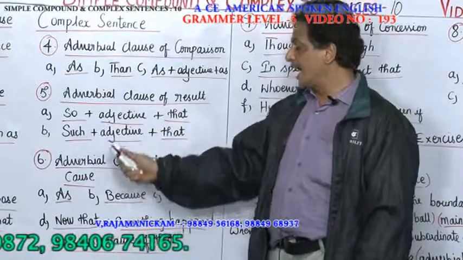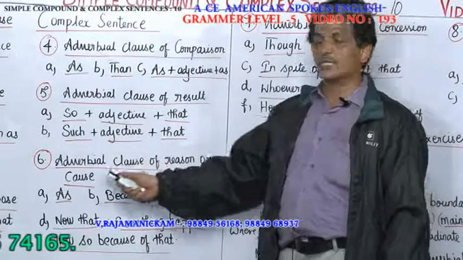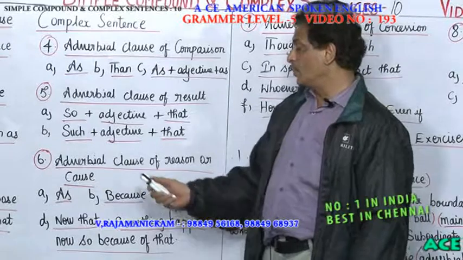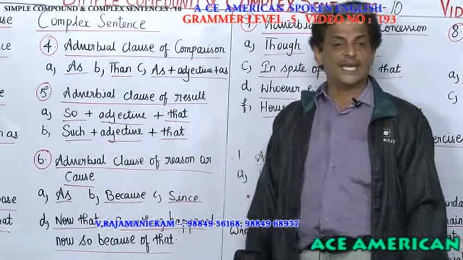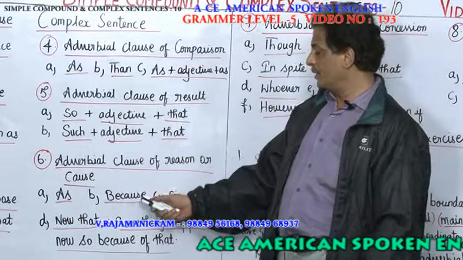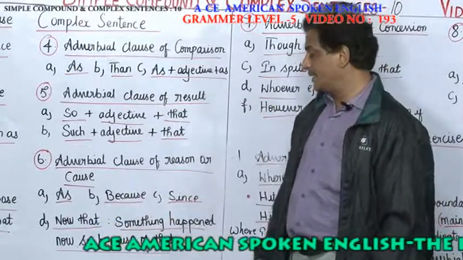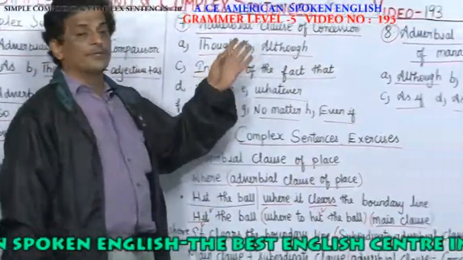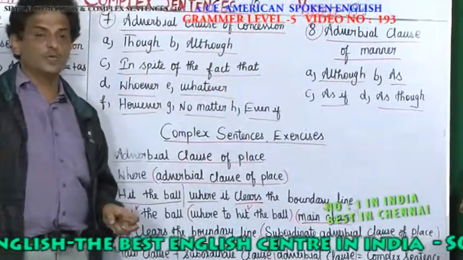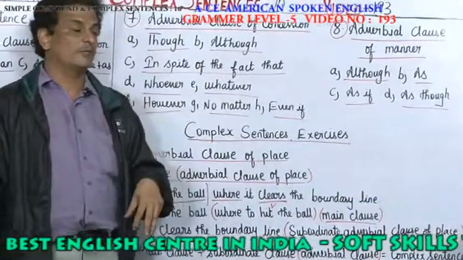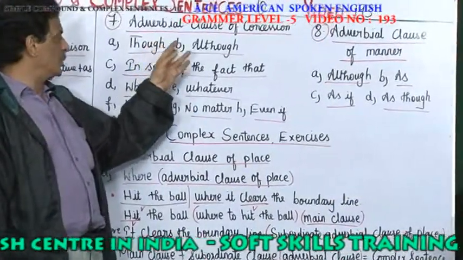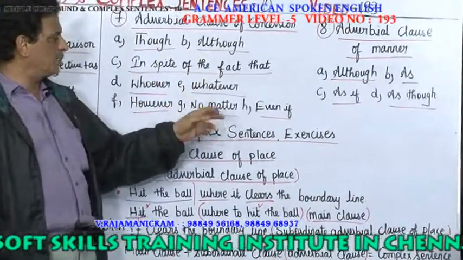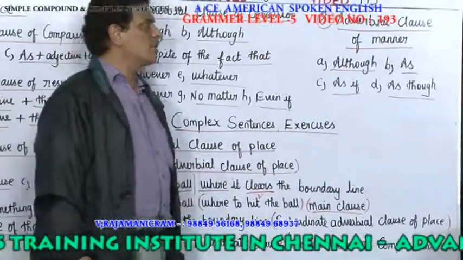The sixth is the adverbial clause of reason or cause. You take the main sentence, see the verb and ask what is the cause, what is the reason. You get an answer with as, because, since, now that. Next, the adverbial clause of concession: you ask the main sentence verb, with all this, what happened? You get an answer with though, although, in spite of the fact that, whoever, whatever, however, no matter, even if.